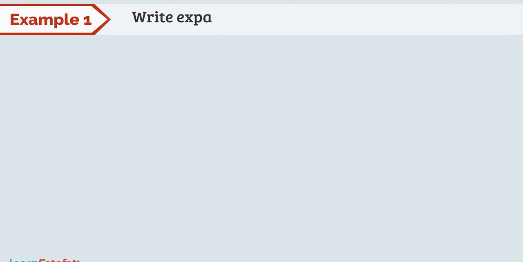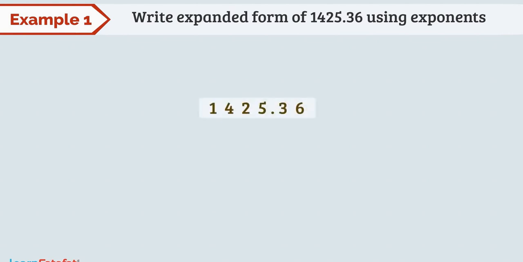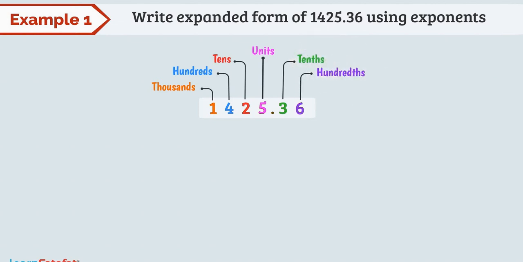Let's solve some examples on this topic. First example, write the expanded form of 1425.36 using exponents. In this number, 1 is at thousands place, 4 is at hundreds place, 2 is at tens place, 5 is at units place, 3 is at tenths place, and 6 is at hundredths place.